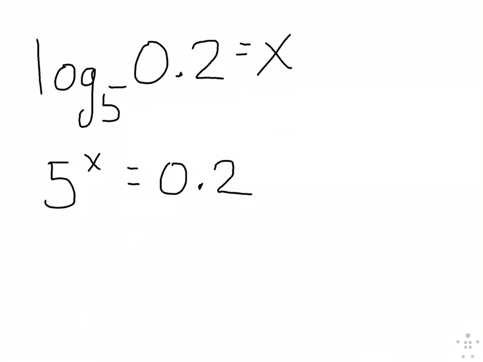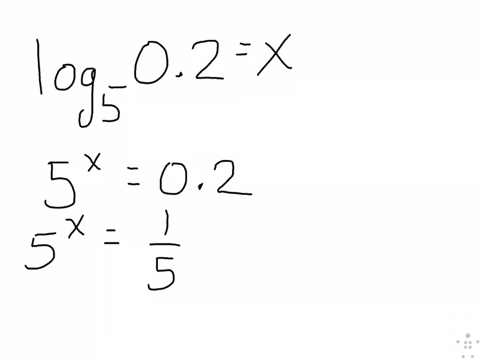As a decimal, it's 0.2, but as a fraction, what's 0.2? How do I convert 0.2 into a fraction? If it's 0.2, it's to the tenths place. So that's 2 over 10, which reduces down to what? 1/5. So right now, you have 5 to the x equals 1/5. 0.2 can be rewritten as 1/5.